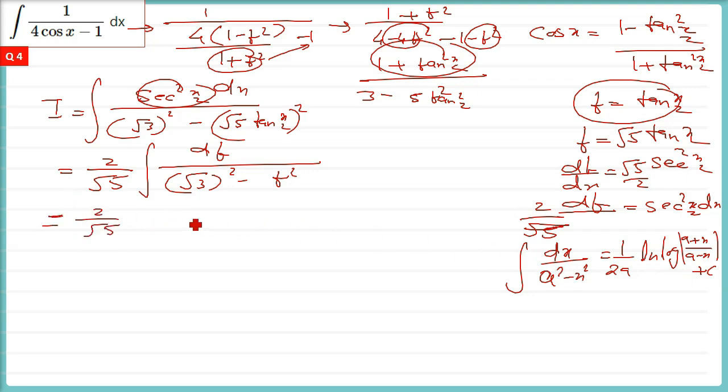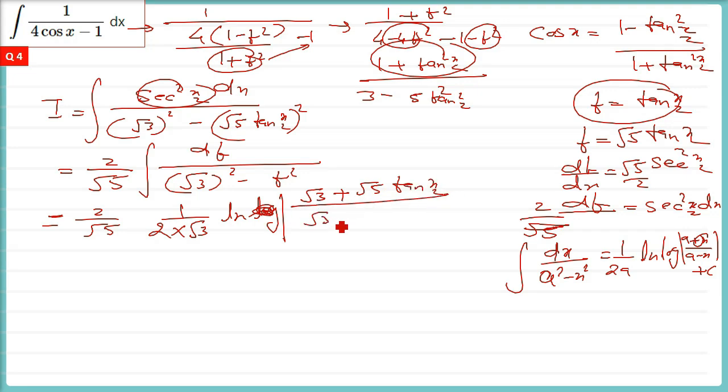So 2 by root 5 here. Now you can just write 1 by 2a. What is a? Root 3 here. And ln or log, it's up to you, you write ln or log base e. Modulus root 3 plus, what was x? It's t basically. But t was taken as root 5 tan x by 2. So I'm replacing it here only. And here also root 3 plus root 5, root 3 minus root 5 tan x by 2.